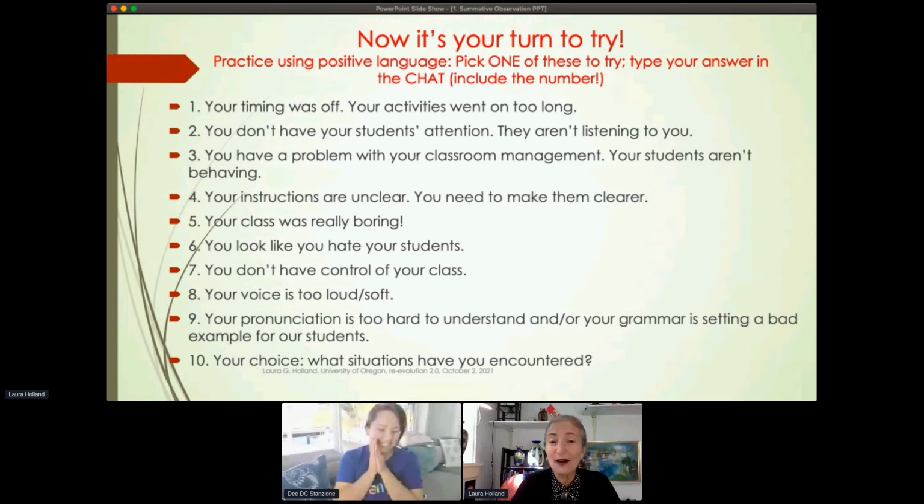So go ahead now and choose one of those, write which number you're doing, like number 4, number 3, or 7, or 8, or whatever, and then rephrase it to be more positive. That's your task right now.